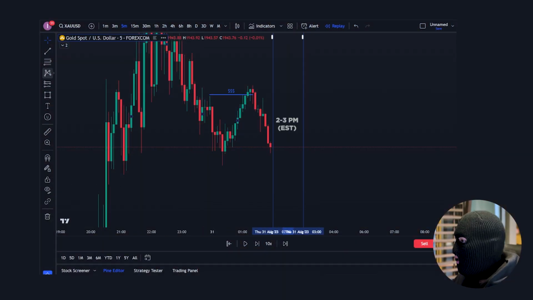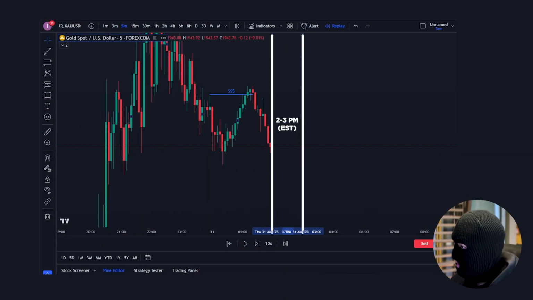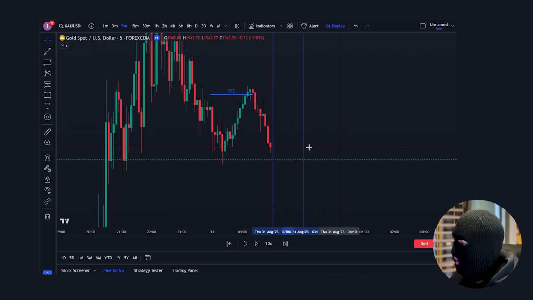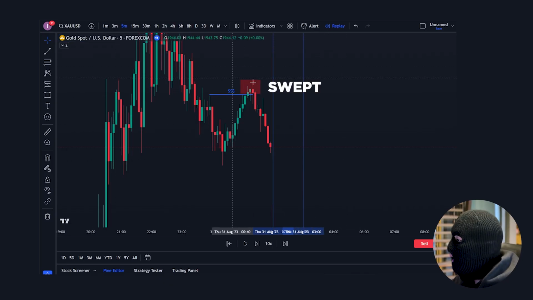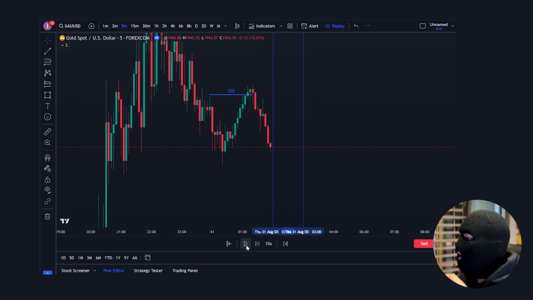Last but not least, we have the 2 to 3 p.m. EST silver bullet hour example. On the 5-minute gold chart, we can see that price swept a high over here and price proceeded to dump aggressively, making it a valid liquidity sweep.